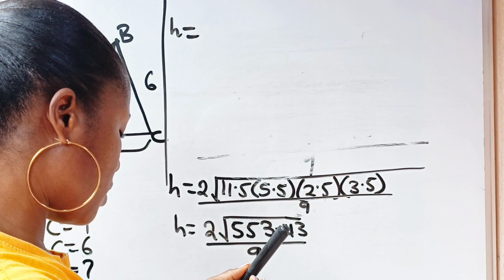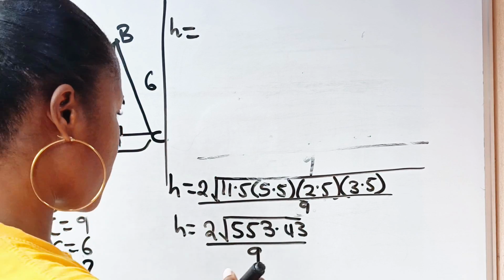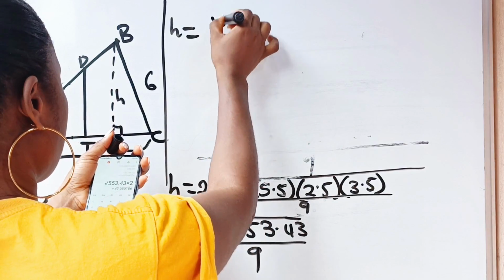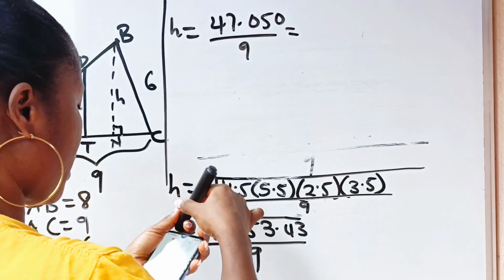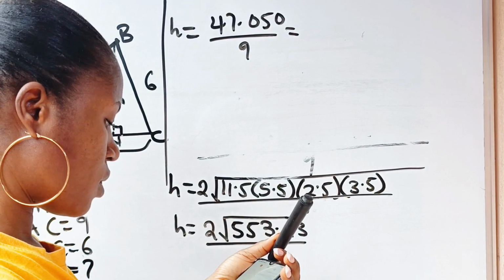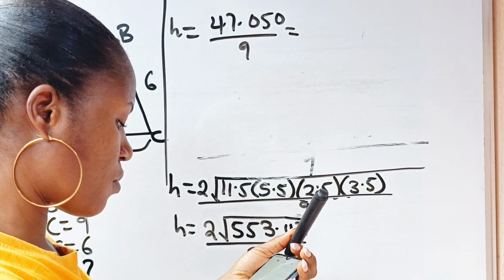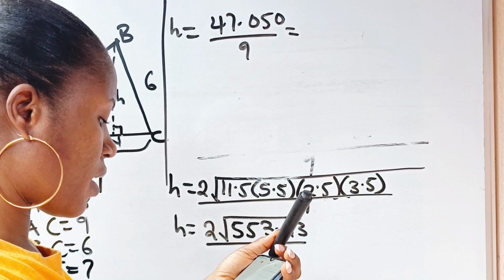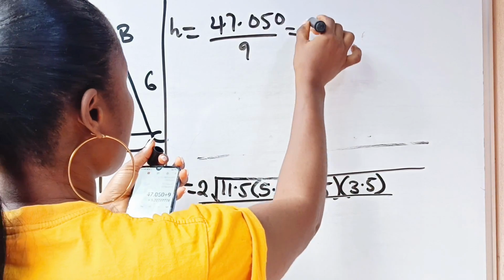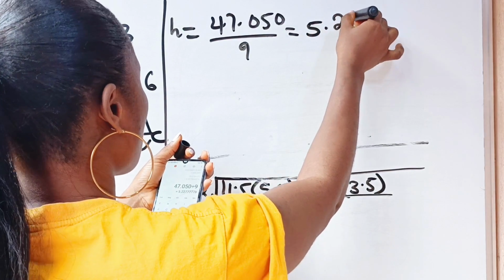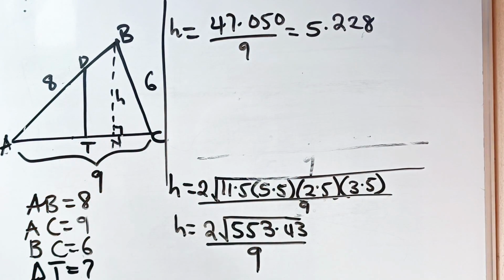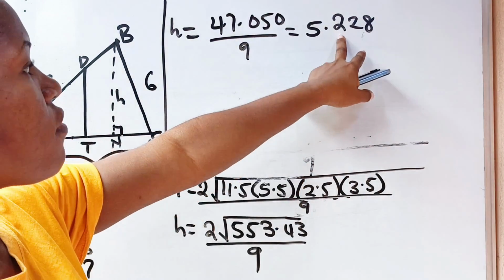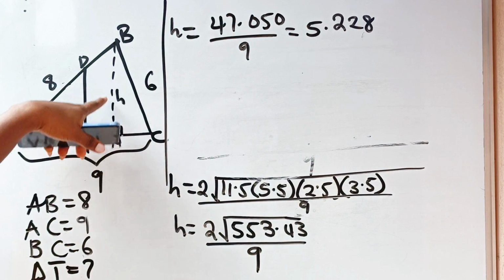Let's multiply it by 2 to get 47.050 approximately, divided by 9. Let's divide this by 9. 47.050 divided by 9 gives us 5.228 approximately. So this is 5.228. That is our height.